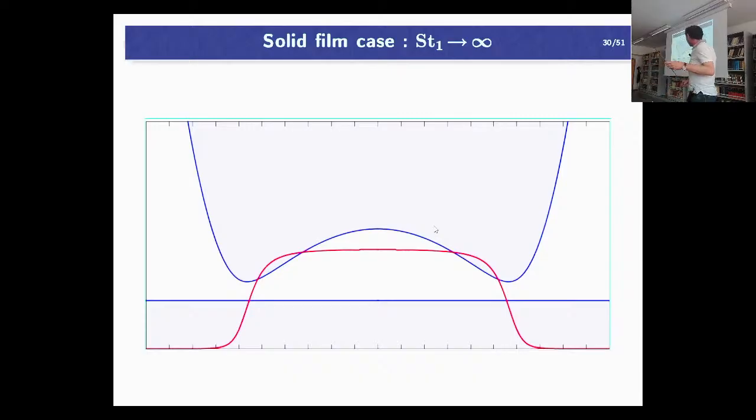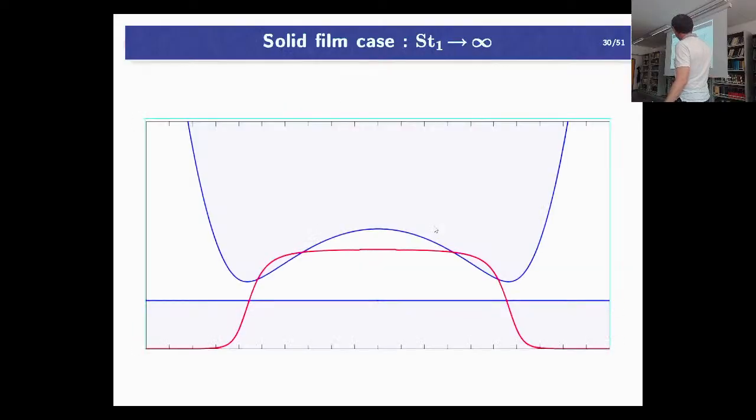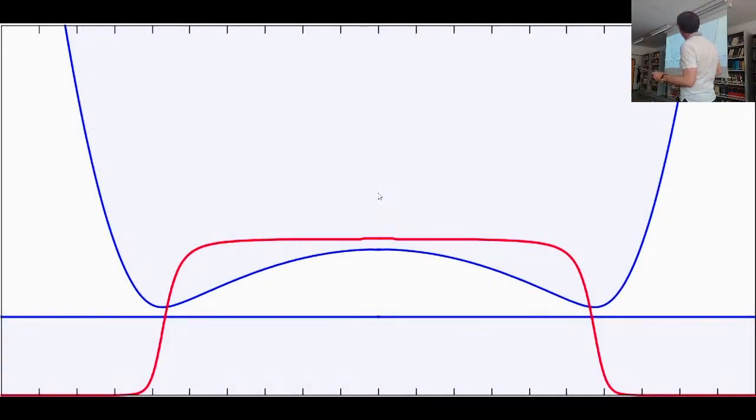So if you solve these equations, here is what you're going to obtain for a Stokes number going to infinity, which means that we consider the liquid film to be solid. Okay. So if you do that, you're going to obtain this. The scale in x and y is not the same, so it's much thinner than that. And the red curve is the pressure in the gas.